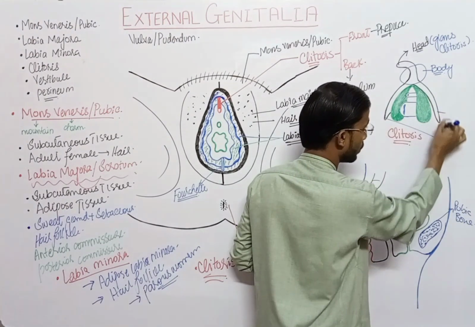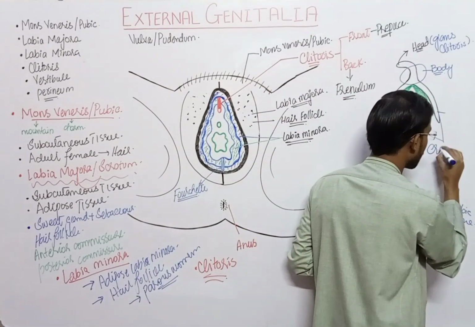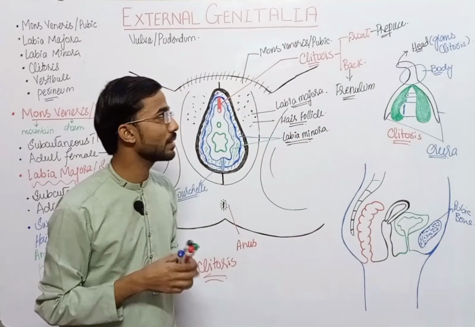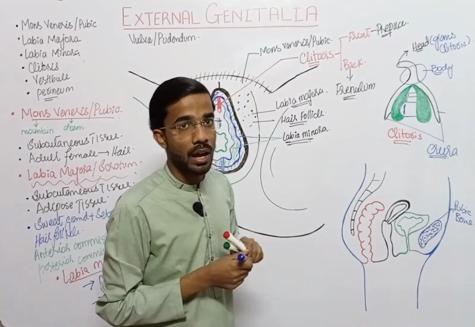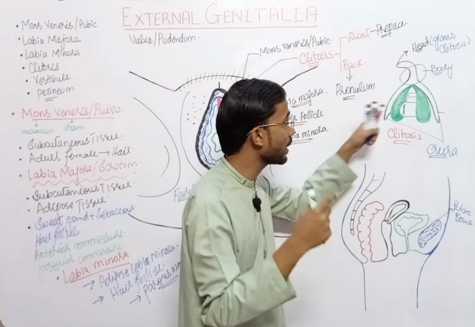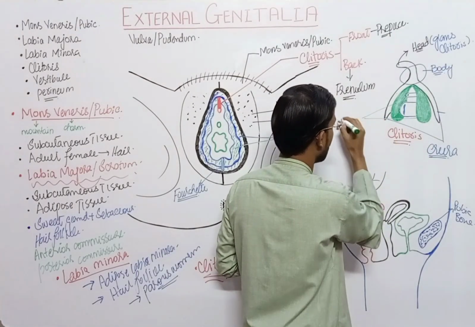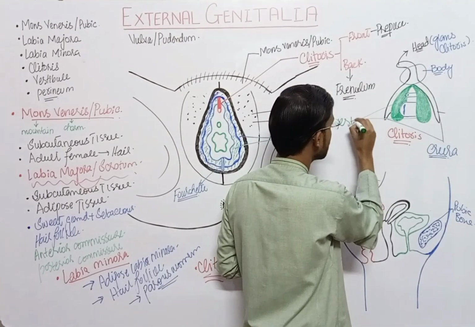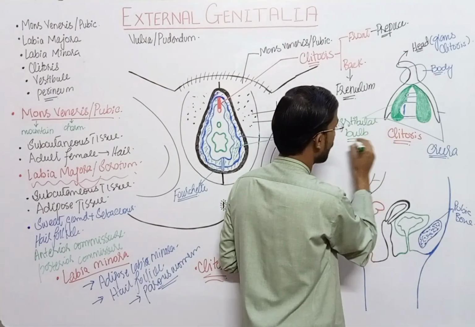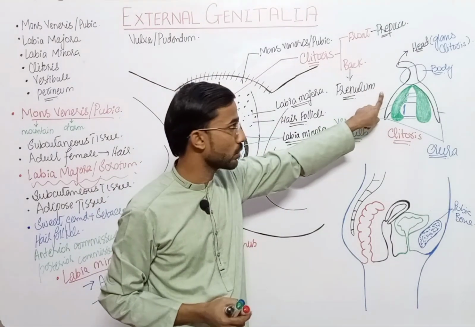clitoris, and these are also called crura. Crura are basically the tails of the clitoris. You can also see that there are two bulbs joined with the clitoris. These are called the vestibular bulbs. Vestibular bulbs are attached to the clitoris.